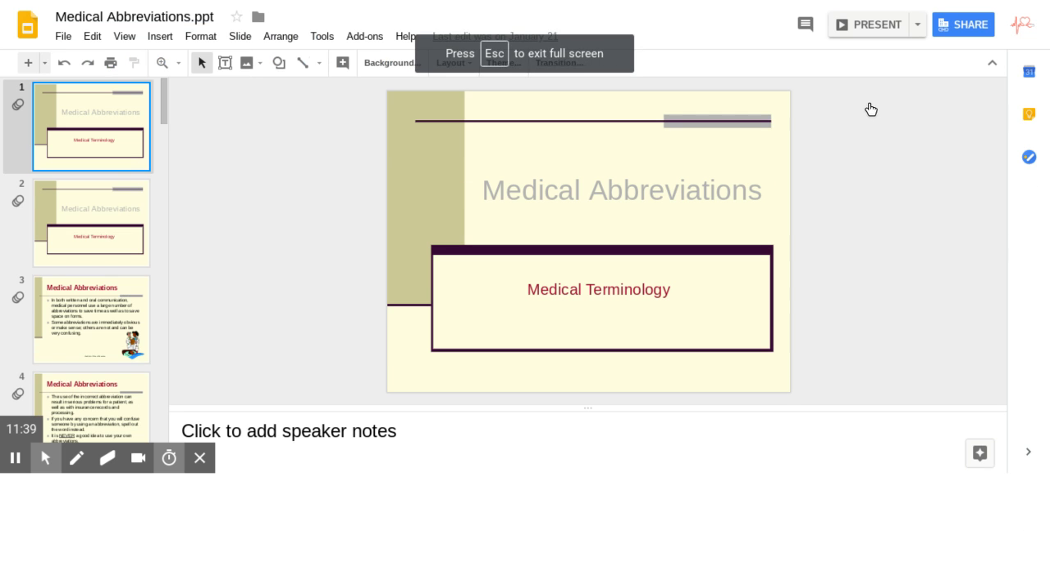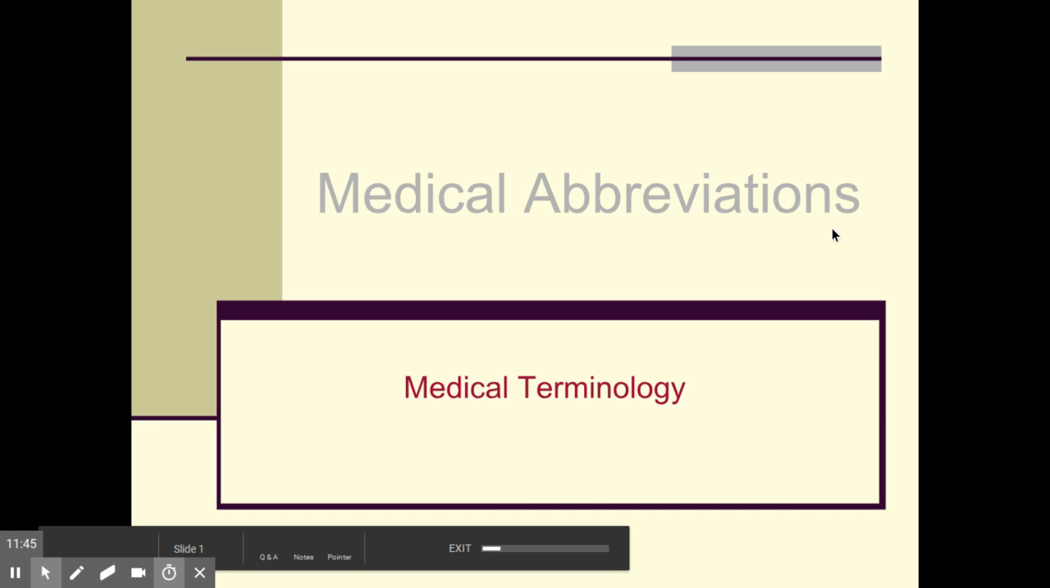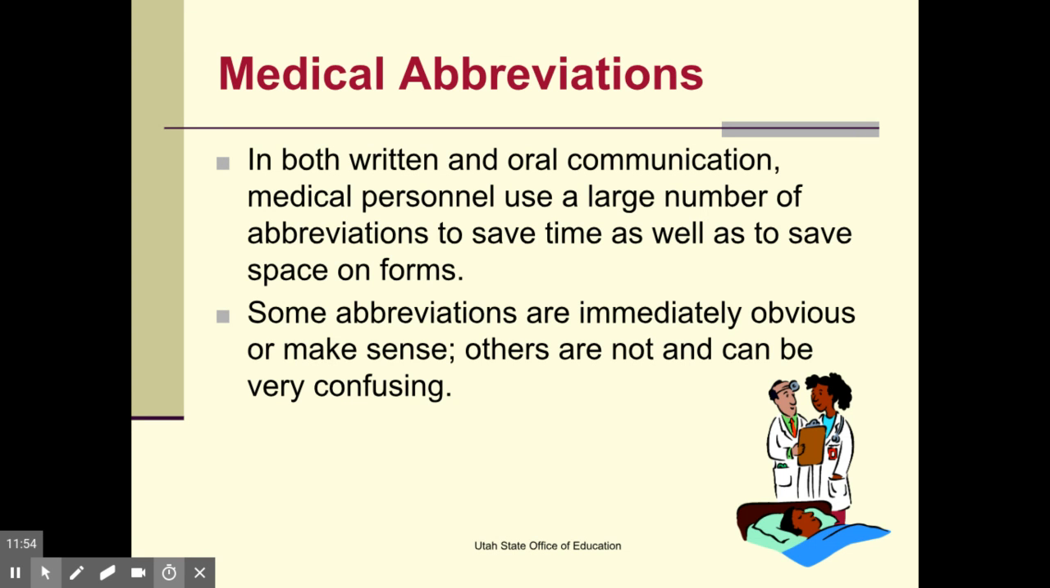So medical abbreviations, when we talk about medical abbreviations, there are some that we do and we don't use. And as we go through here, we'll talk about ones that maybe are not used as often anymore. Medical abbreviations are used by medical personnel, either written or orally, to save time, basically, and save space on forms, or save space in charting, to help cut down on the amount of actual pieces of paper.